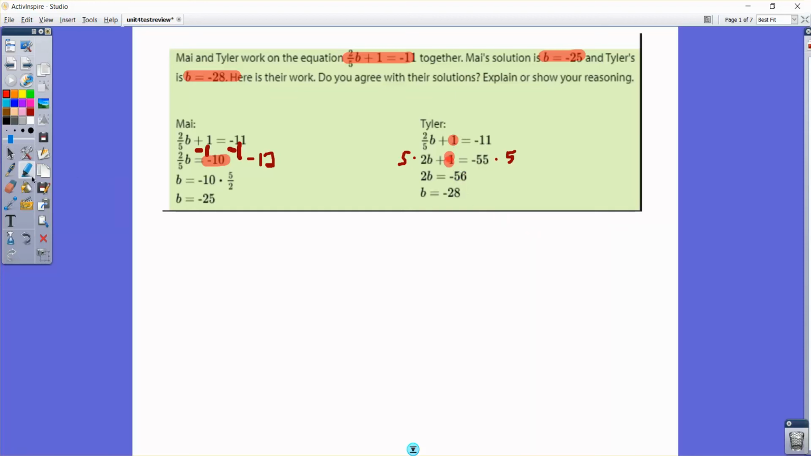So that means that Tyler needs to have a 5 here instead of a 1, right? He's got to multiply that by 5 as well. That would change his answer here because then he'd be subtracting 5 instead of subtracting 1, and then dividing by 2. So he would have arrived at the correct answer of -30.